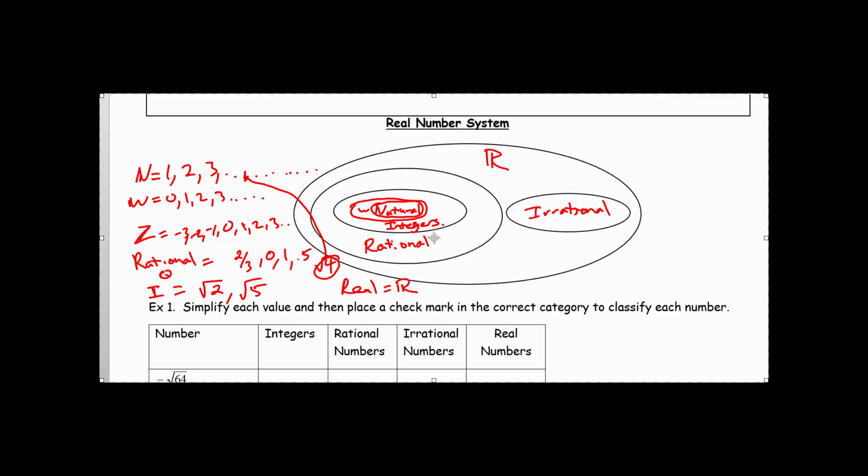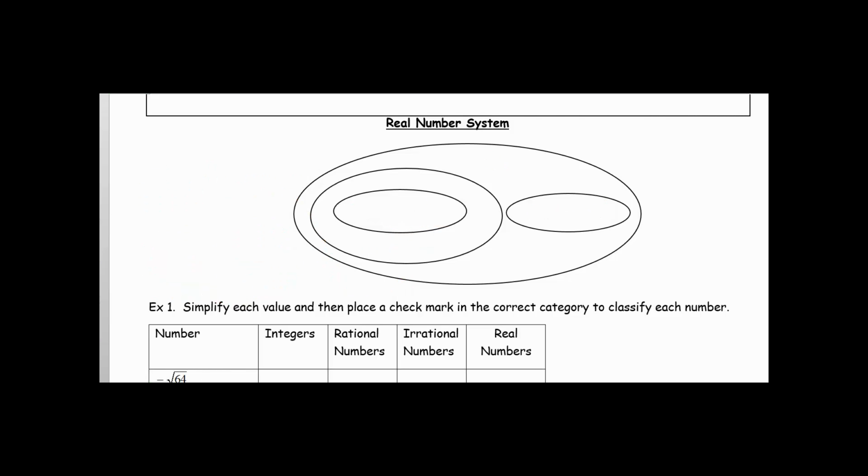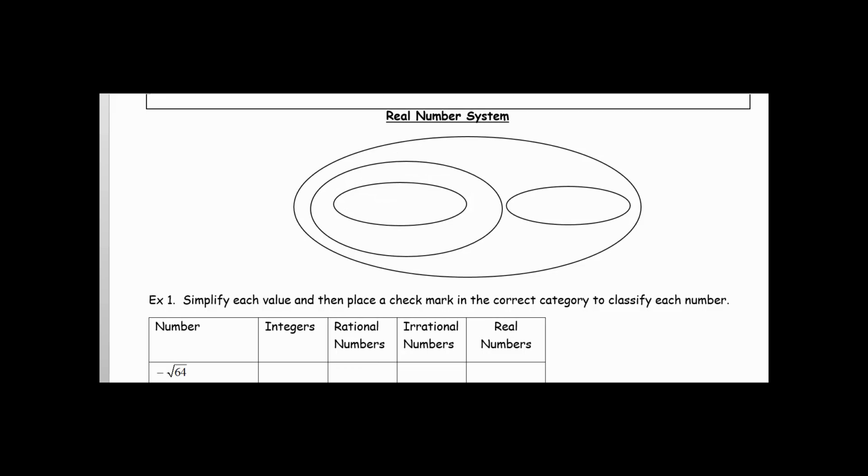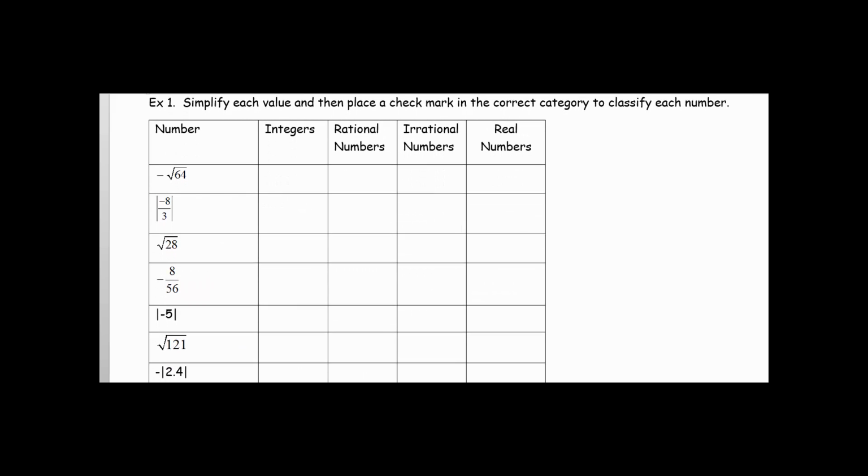Alright, so let's try to classify. The first thing you have to do here is simplify. So what's the square root of negative 64? Or square root of 64 with a negative out front. Well, square root of 64, this is kind of inside parentheses, that's 8. And then you toss a negative, it's a negative 8. Is it an integer? Well, positive and negative whole numbers are integers, yes. If it's an integer, it's in the rational numbers.